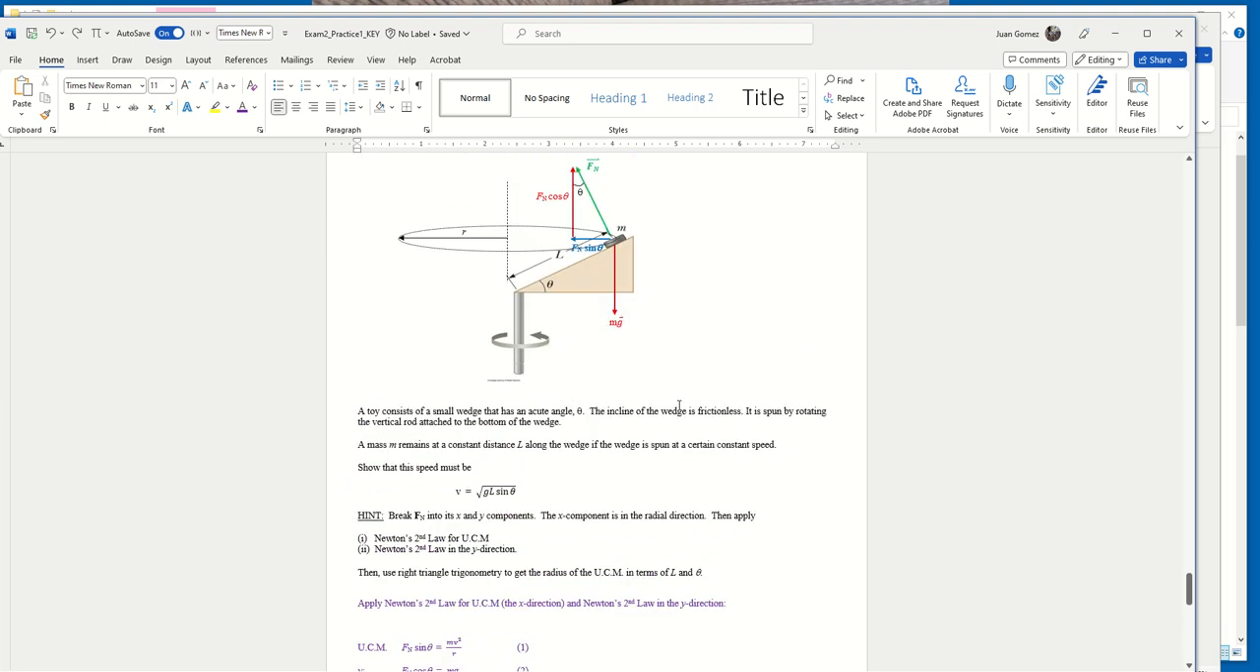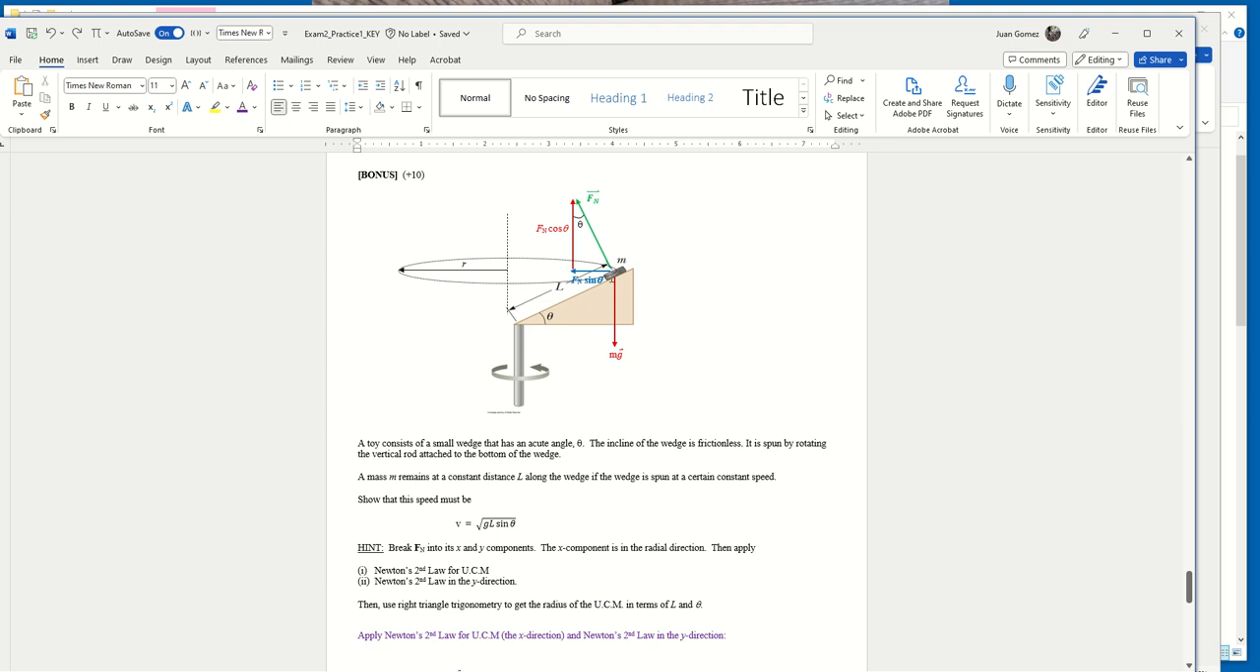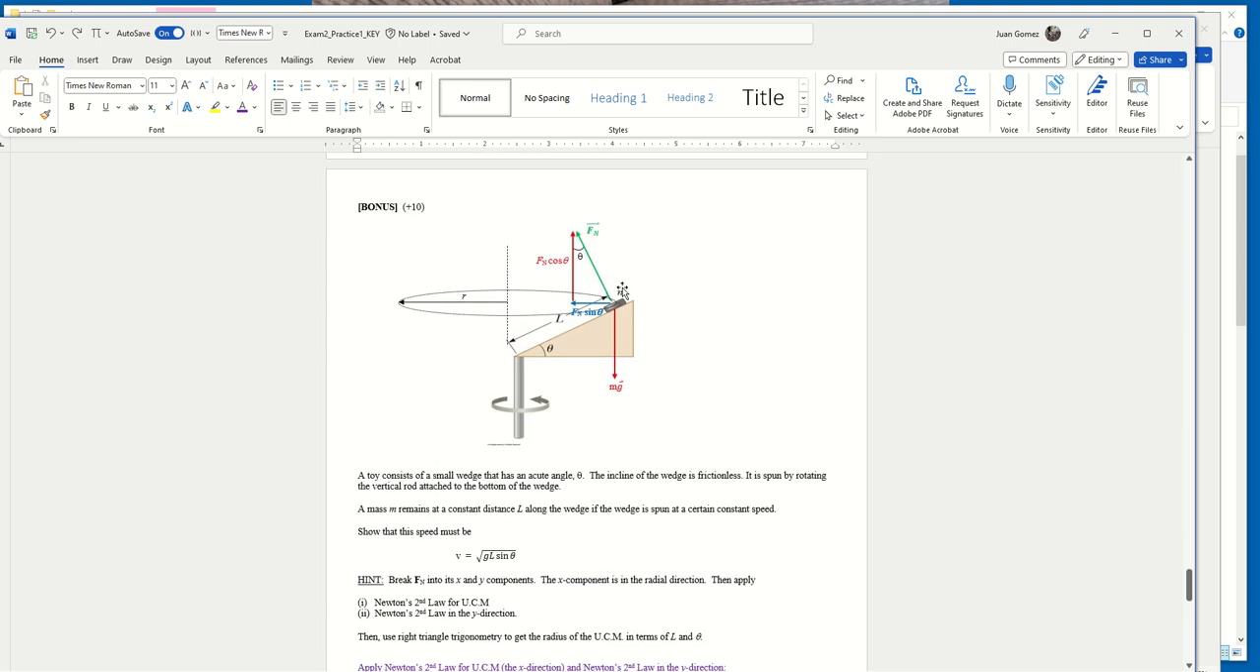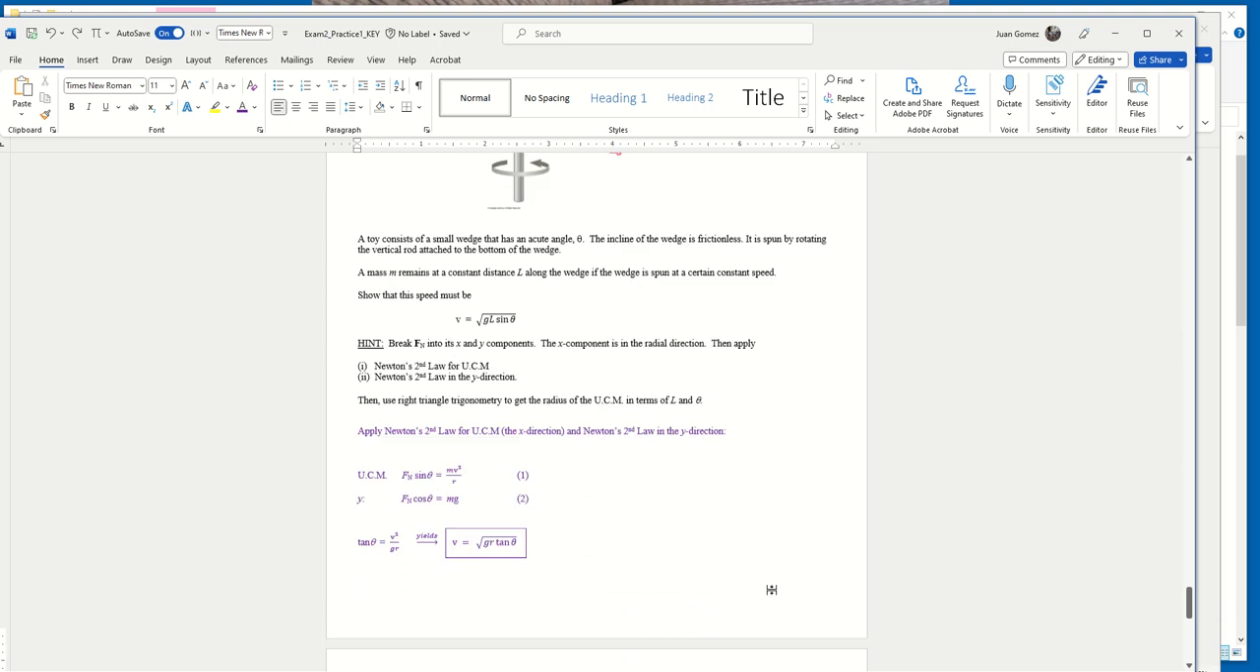The key to this problem is you draw the forces acting on little m. They're just the weight mg and the normal force Fn. Then Fn has an x component, which is Fn sine theta, and a y component, which is Fn cosine theta. Fn sine theta is in the positive radial direction, because it's pointing towards the center of the UCM. So you have Fn sine theta equals mv squared over r. Clearly, Fn cosine theta equals mg.